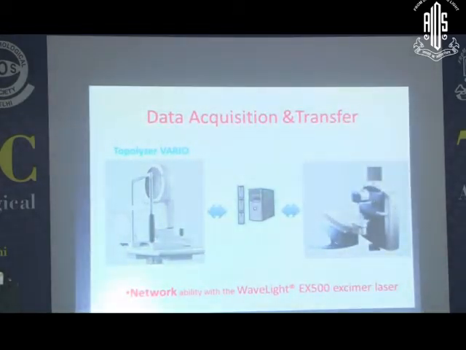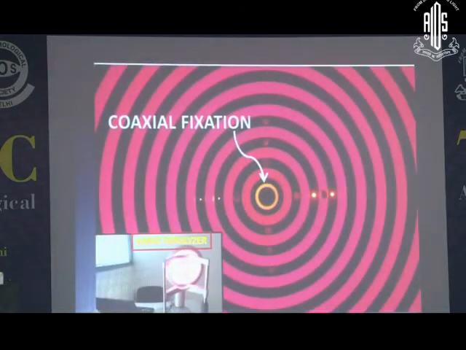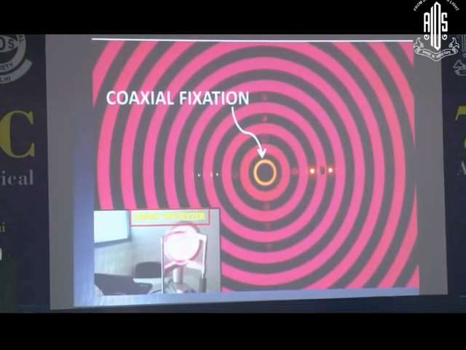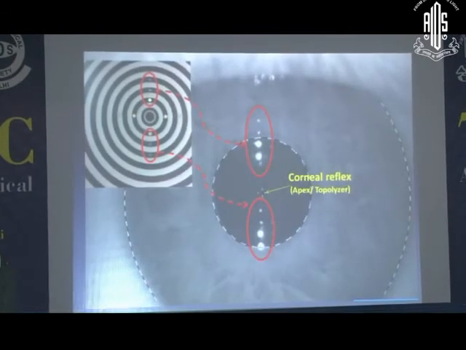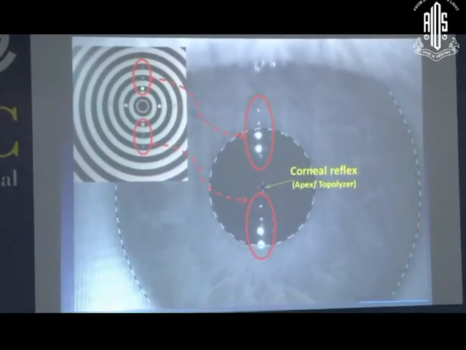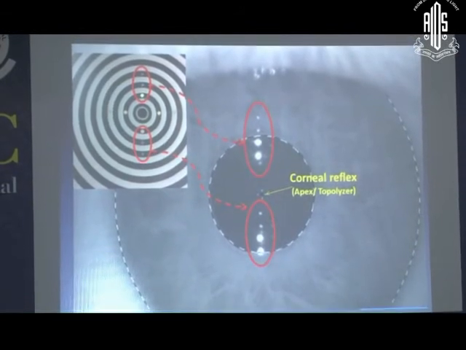Now, what is done in pupil centroid shift compensation is the Topolyzer is connected via a local network to the excimer laser. It captures a 2D image of the anterior segment while the eye fixates at the center of the Placido disc. Now, the reflection of the center of the Placido disc over here locates the intercept of the keratoscopic axis and the cornea, that is the corneal reflex. Recognition of the pupillary edge is very important, as the pupillary margin is detected by the eye tracker and is used as a landmark to center the treatment.